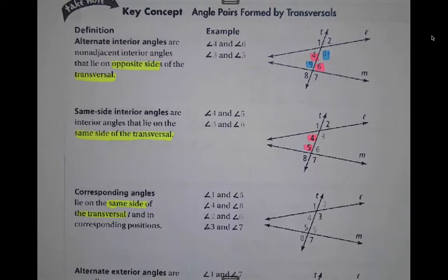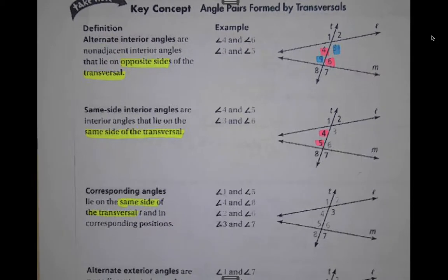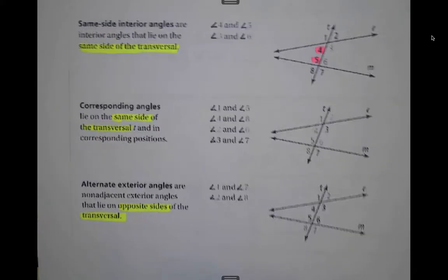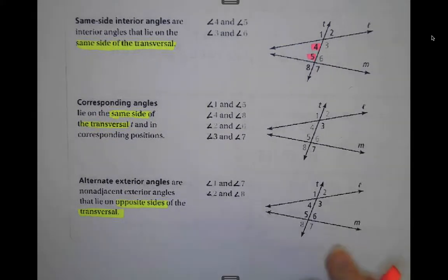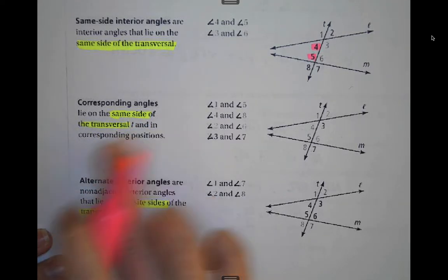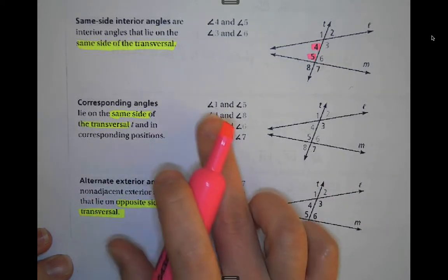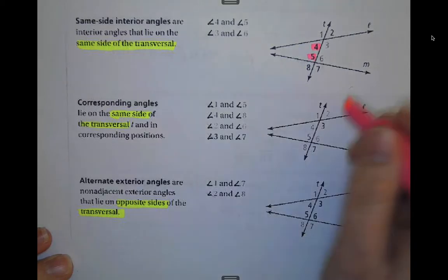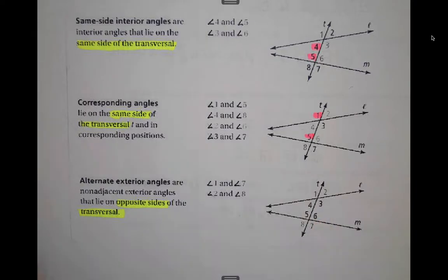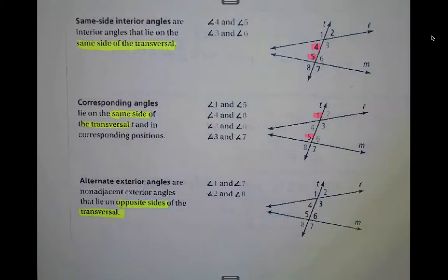Corresponding angles. Notice that in the first two definitions, the examples were only 2 pairs, but yet corresponding, there are 4 pairs of corresponding angles in the picture. Corresponding angles lie on the same side of the transversal and in what we say corresponding positions. So let's look at some examples. So angle 1 and angle 5. They're on the same side of the transversal, and notice that they are both above the lines.